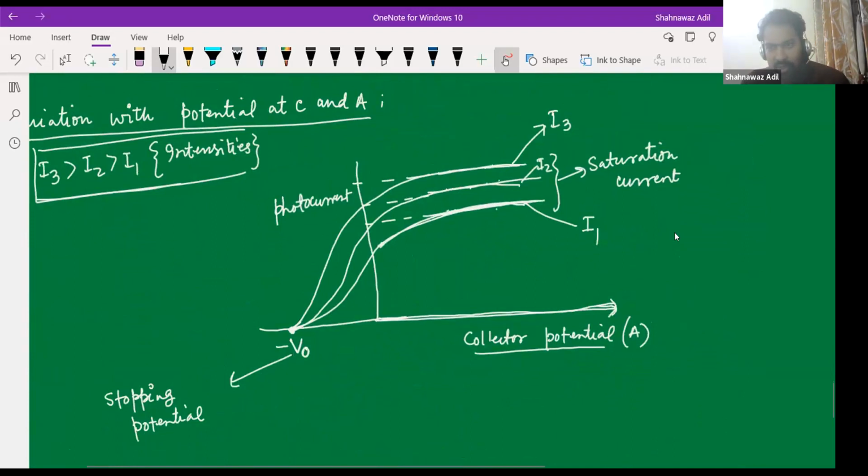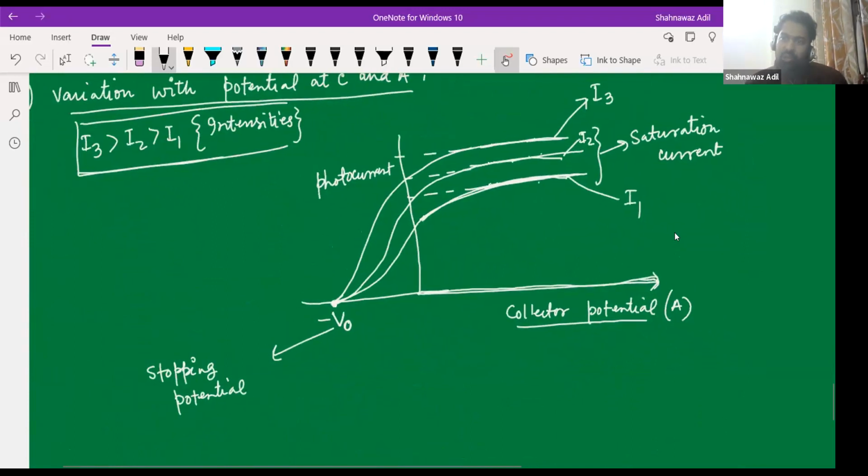Let me just rephrase my question. You have two parameters: one is saturation current, the other is stopping potential. These are the two parameters. What is dependent upon intensity? What is not dependent upon intensity? What is changing, what is not? Because all the answers are there in that graph.